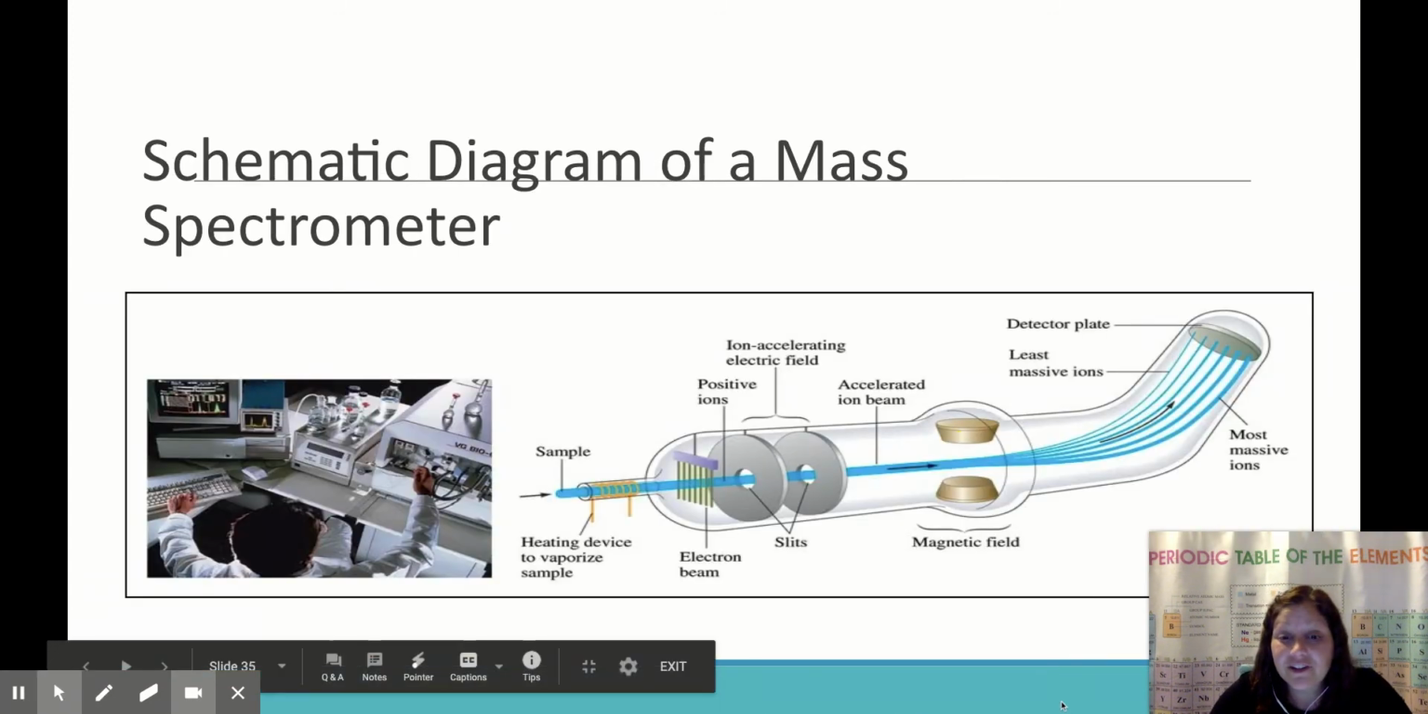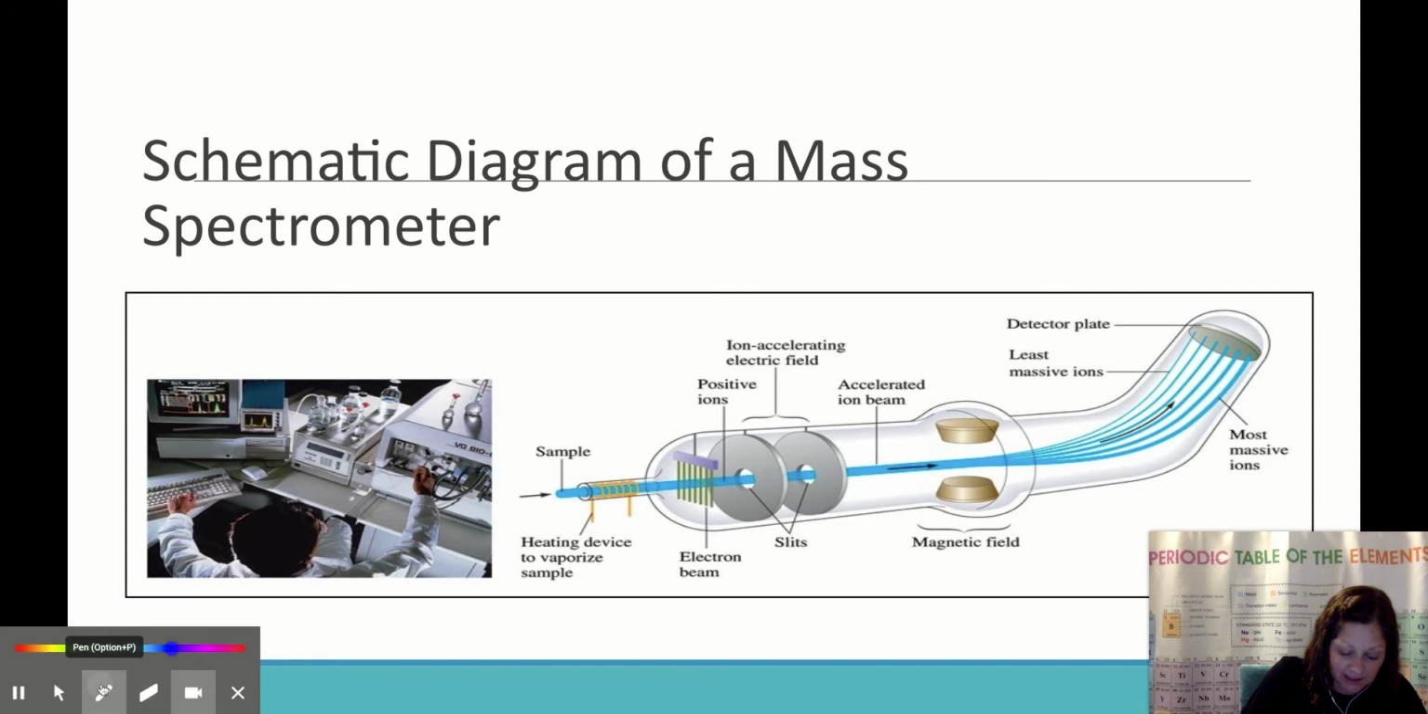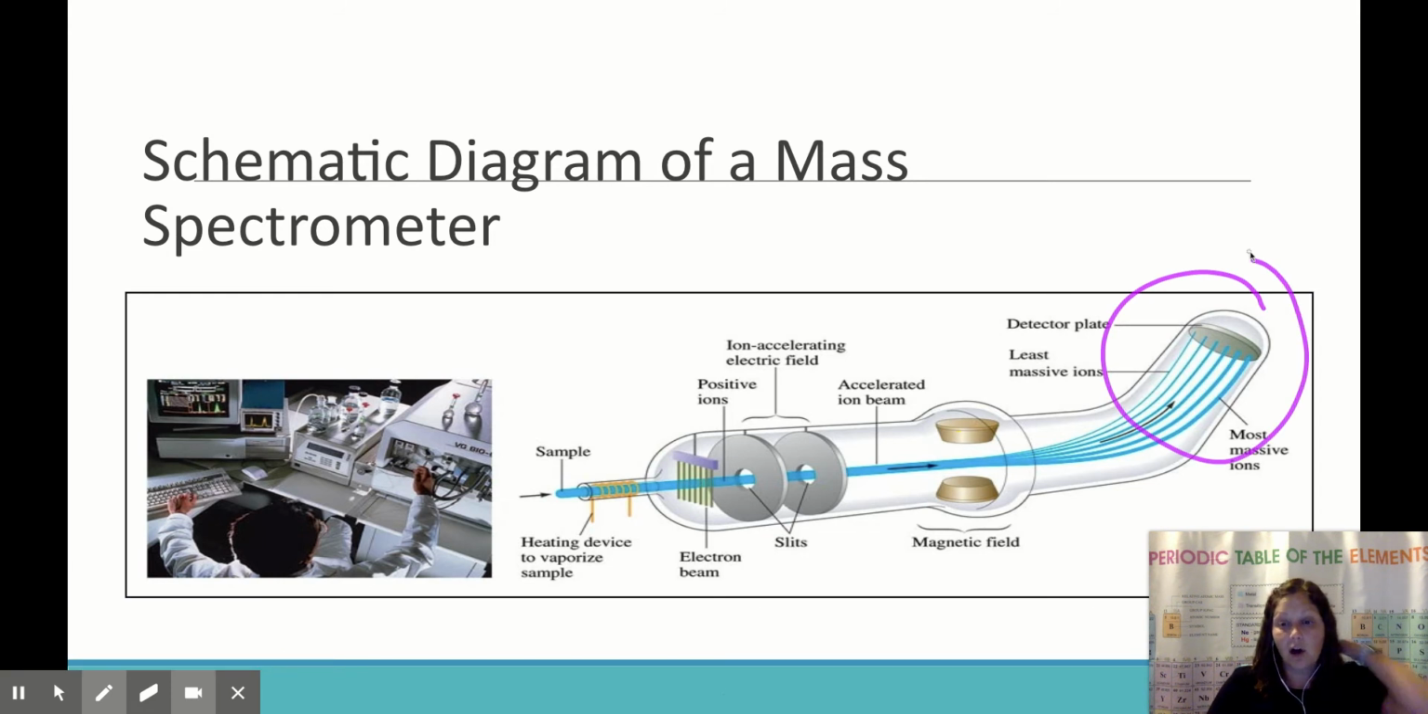Now, you might be wondering, how do they know the abundances of the different atoms and what they can actually do? Scientists can use a mass spectrometer, which will actually separate out a sample of a single element. Once we separate out that sample, we actually collect all of the different isotopes that were in that sample, and we can see their abundances and their masses by looking at this mass spectrometer.